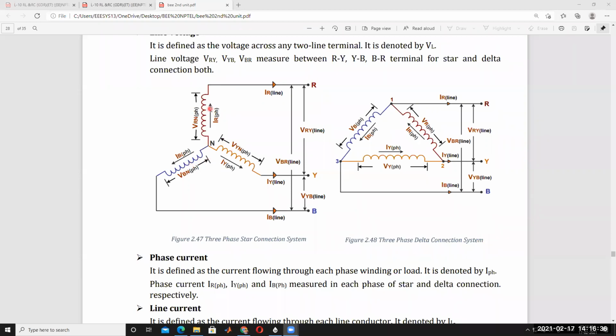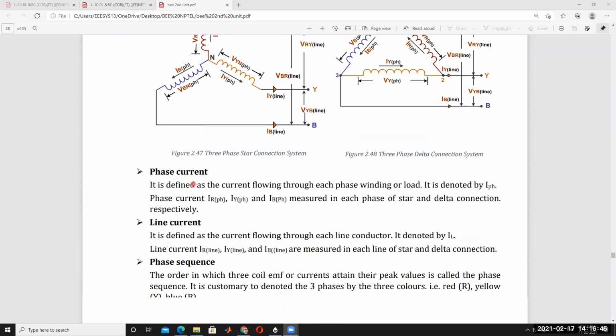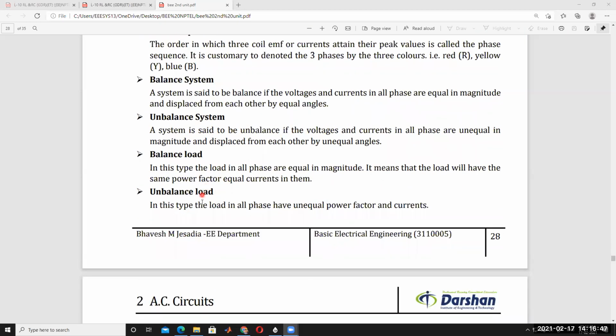Angles must be the same, and impedances must all be the same. That means here impedances Z1, Z2, Z3 must be the same. Only then is the system said to be a balanced system.